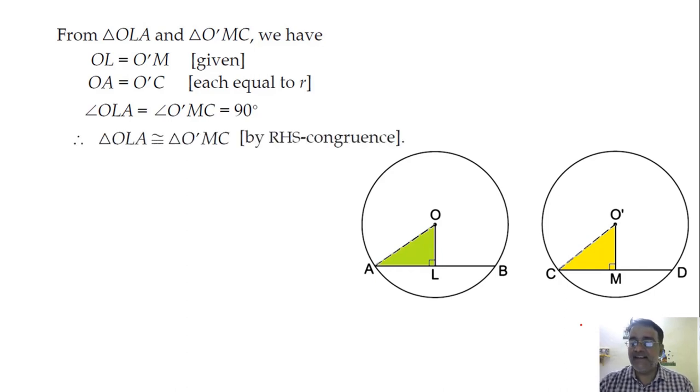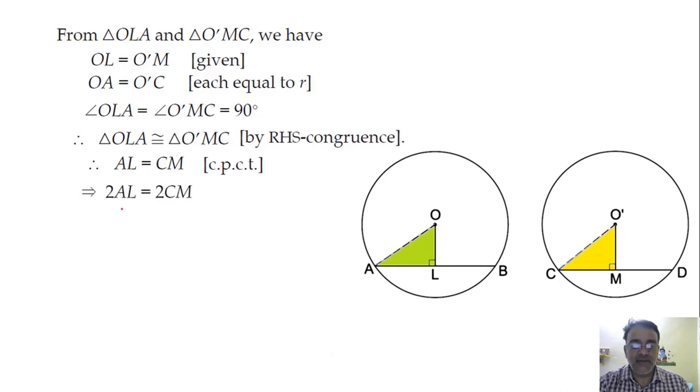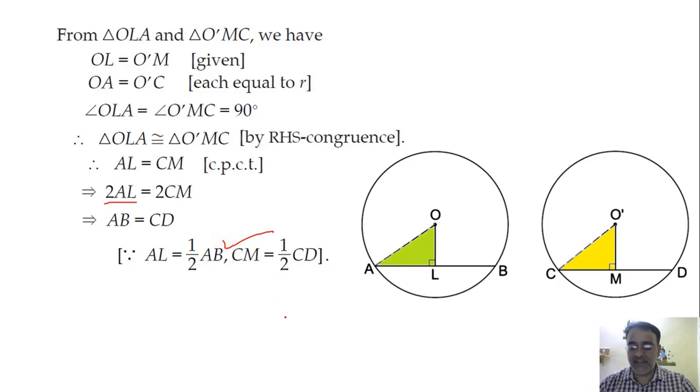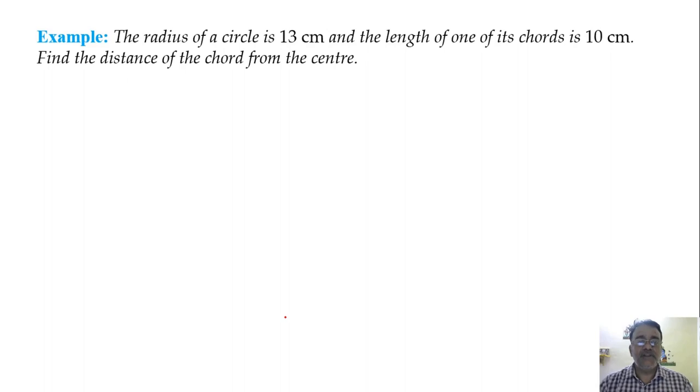So AL is equals to CM by CPCT. Again AL is half of AB and CM is half of CD, or you can multiply 2 both sides and you can write 2 times of AL is equals to AB, 2 times of CM is equals to CD. Why? Because of this. Any doubt in this one? No, sir. Okay. So now we'll see one example how to use this theorem.